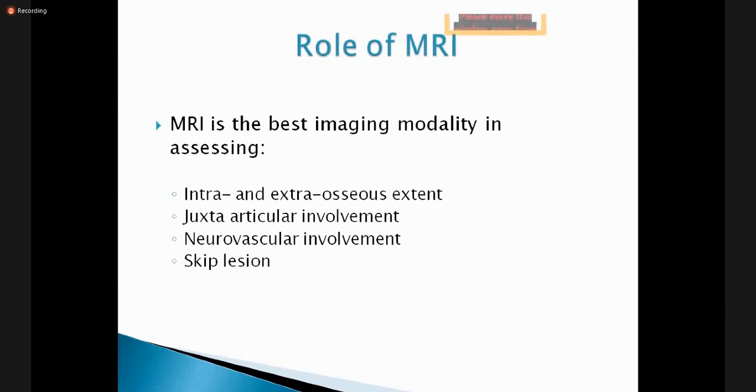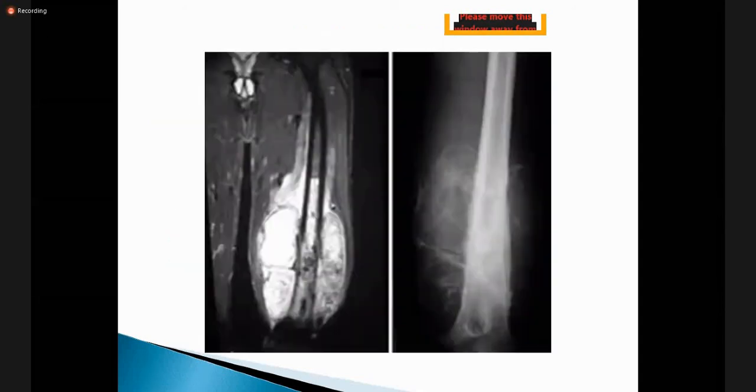MRI is the best for the assessment of intra- and extraosseous extent, in assessing joint involvement, neurovascular involvement, and skip lesions. Neurovascular involvement is very important, and so is soft tissue involvement.